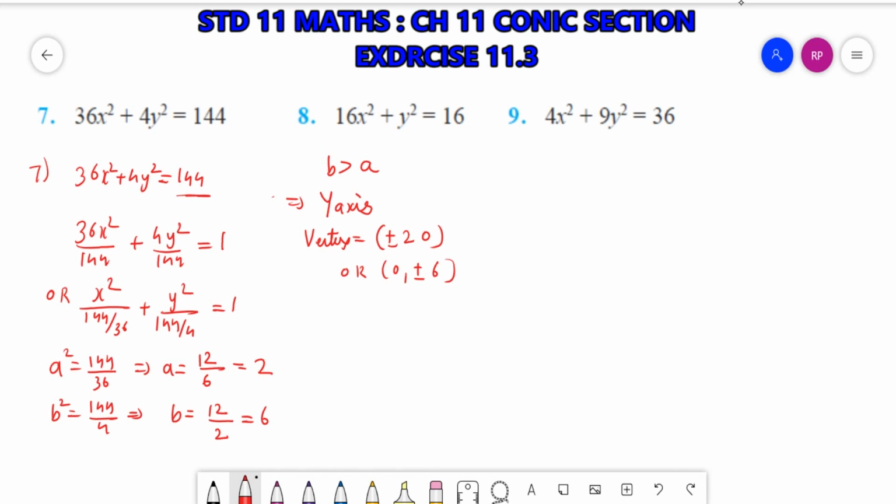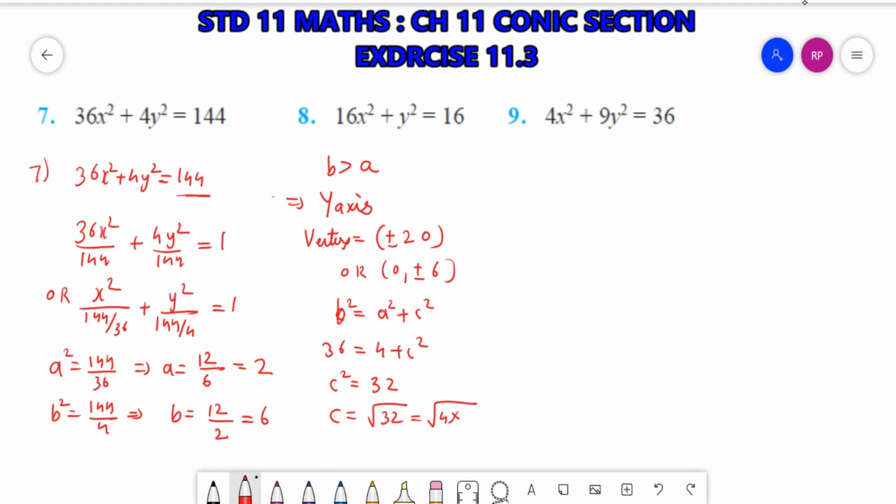Now b square will be equal to a square plus c square, because y axis is the major axis. So b square, that is 6 square, 36, equal to a square, that is 4, plus c square. So c square will be 36 minus 4, that will be equal to 32. So c will be equal to square root of 32. You know that 4 eights are 32, right?